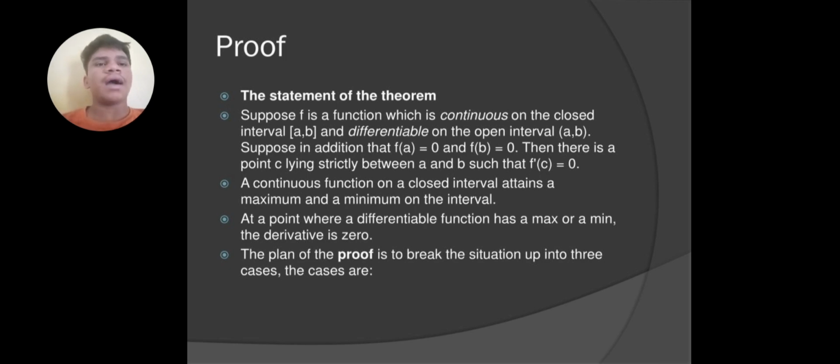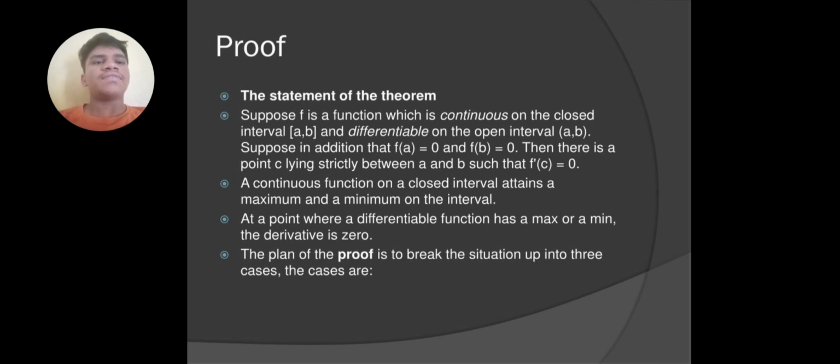Proof. Rolle's theorem states that suppose f is a function which is continuous on the closed interval [a, b] and differentiable in the open interval (a, b). Suppose in addition that f of a equals 0 and f of b equals 0, then there is a point c lying strictly between a and b such that f dash of c equals 0.